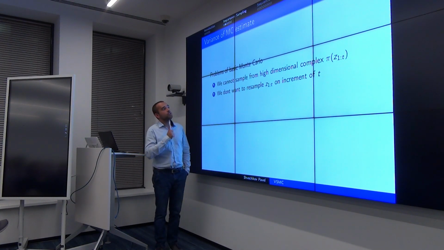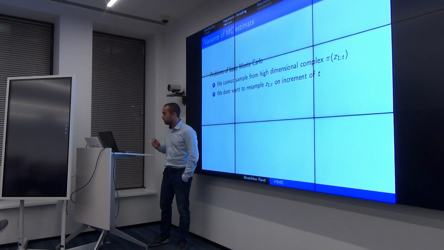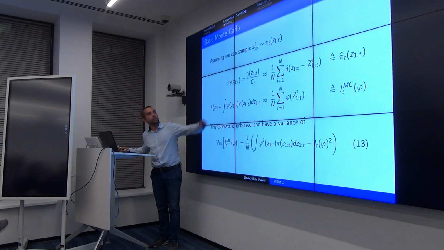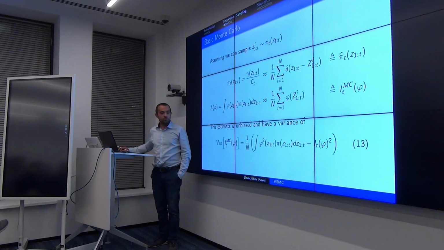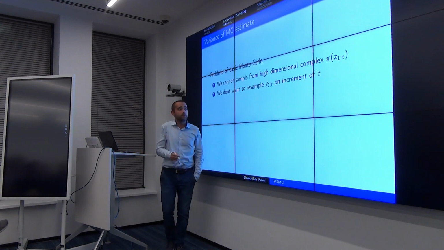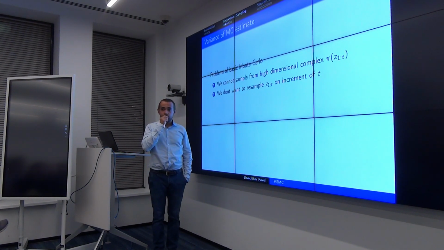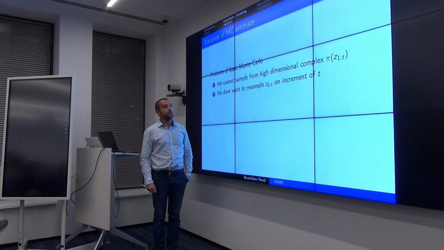So the basic Monte Carlo isn't very good, though, because we cannot sample from a high-dimensional and complex P. And I have just tricked you. I said we can sample, but in fact we cannot. That's exactly the place where the dependency on t is hiding.